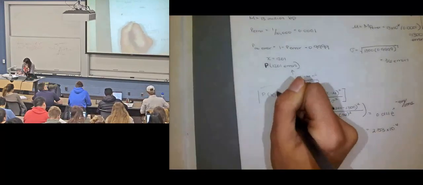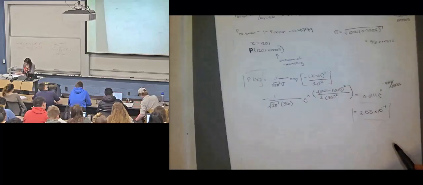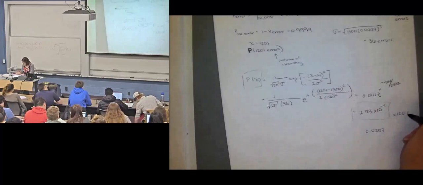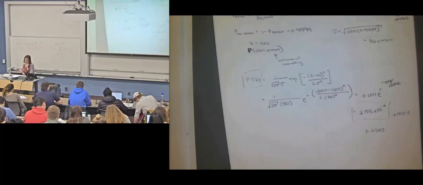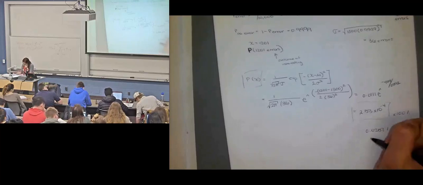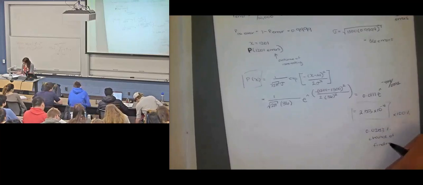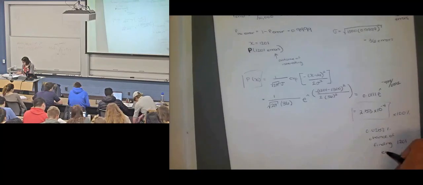This is my probability. Or if you want to put it in a percent, 0.025, you could multiply by 100%. People like to report it either way. I don't usually care too much. This is the percent chance of finding 1,201 errors. Okay.